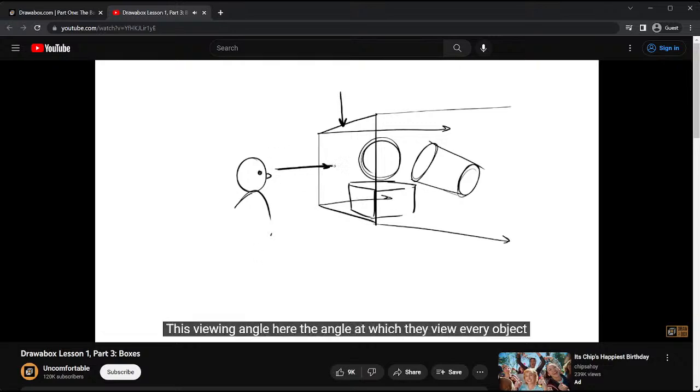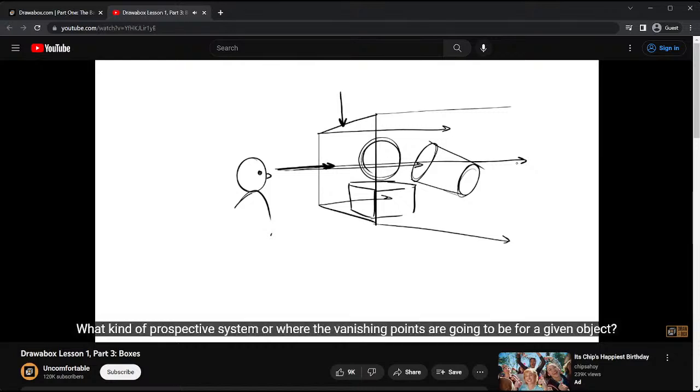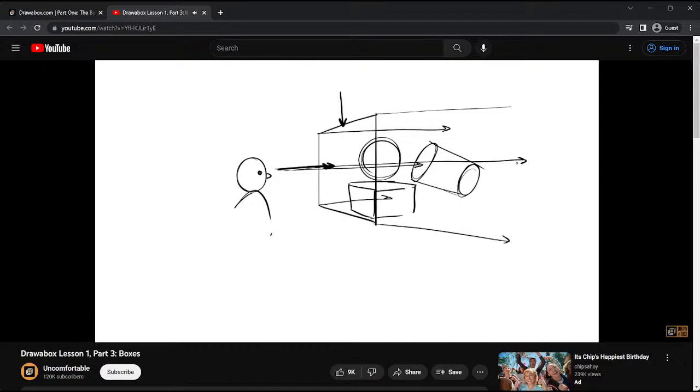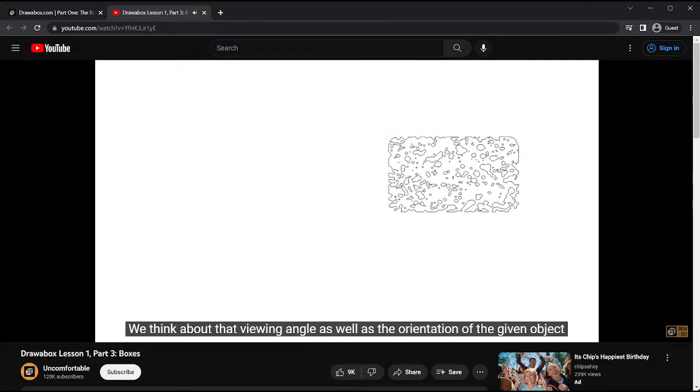Now, this viewing angle here, the angle at which they view every object, that's important. That's what we use to determine what kind of perspective system or where the vanishing points are going to be for a given object. We think about that viewing angle as well as the orientation of the given object.